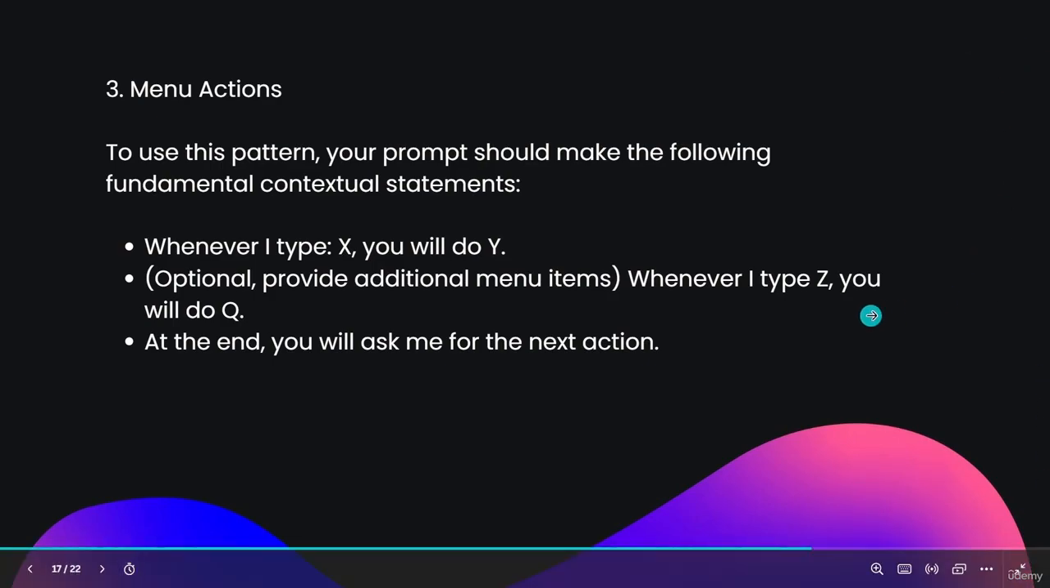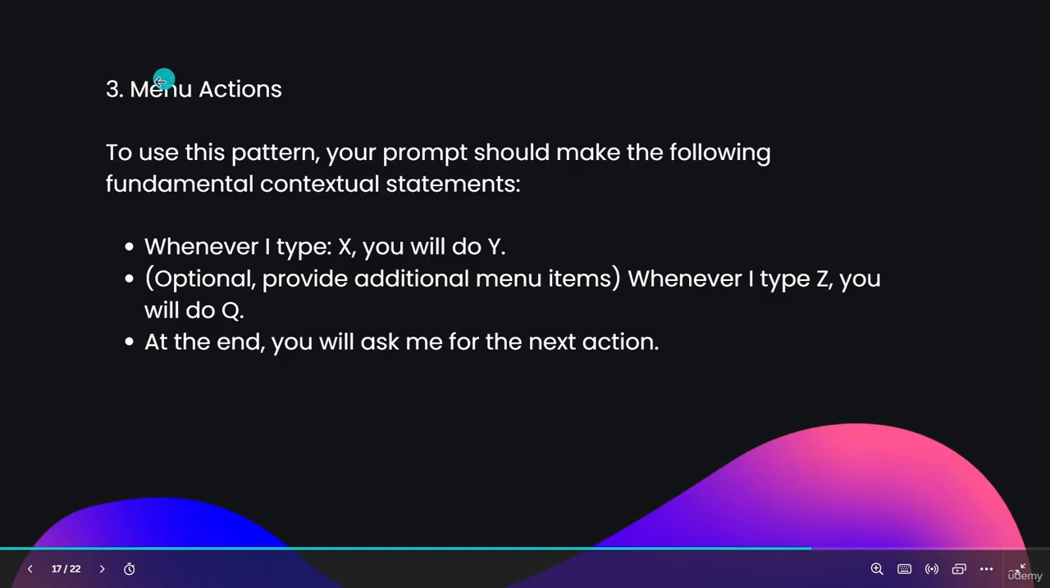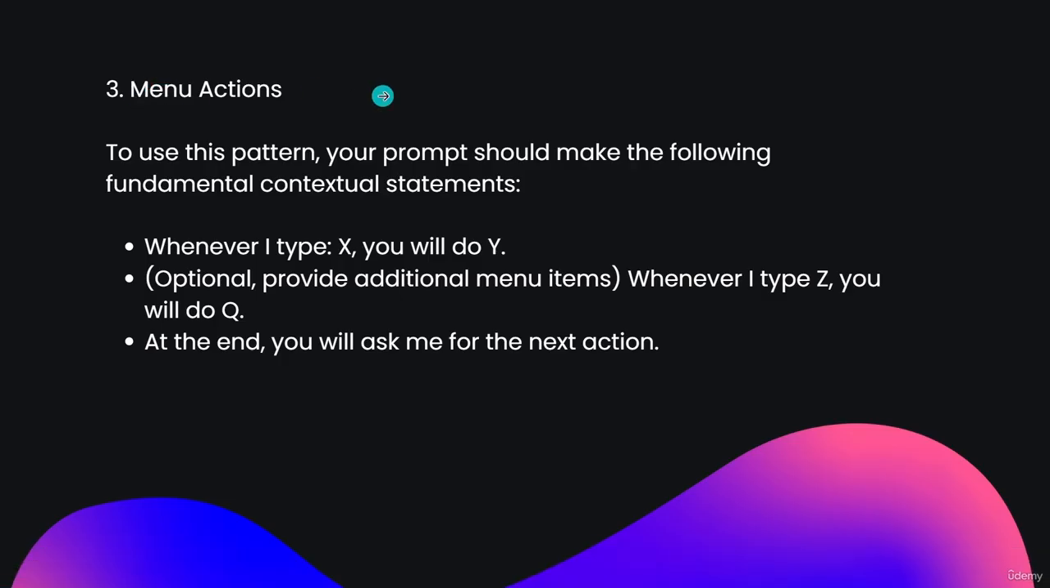Okay, let's see our number 3 prompt pattern, that is the menu actions prompt pattern. If you see the name of this prompt pattern, menu actions. Menu means you have a set of items, like if you go to a restaurant, you will see a chart prepared, called a menu, in which you can see some delicious food listed with the prices. Okay, that is called a menu.